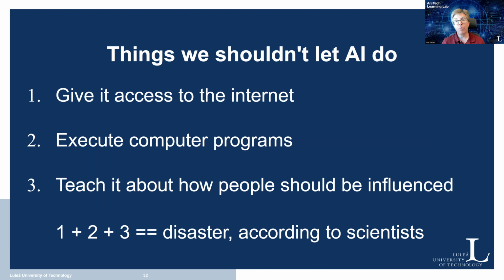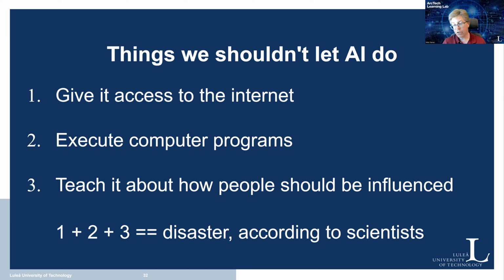So, looking a bit more at the future. AI researchers have over the years said there are a few things that we shouldn't let AIs do, this AI brain. One, we shouldn't give it access to the internet. Two, we shouldn't allow it to execute computer programs that it has created itself. And three, we shouldn't teach it about how people should be influenced or could be influenced. And right now, this year, we're basically doing all of this.